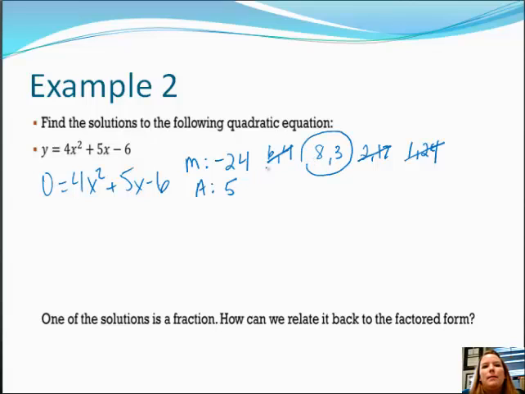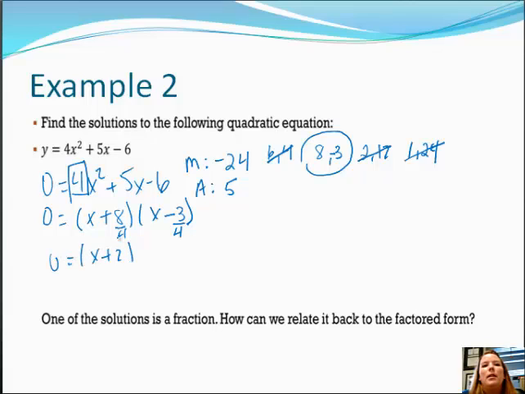We need it to be positive 5, so we're going to say 8 minus 3. So we still have 0 equals, don't forget that. Remember, our step is we do x plus 8, x minus 3. Then don't forget that you have to divide by the 4. So I didn't do that in the other example because it was a 1. So 8 divided by 4 is 2.